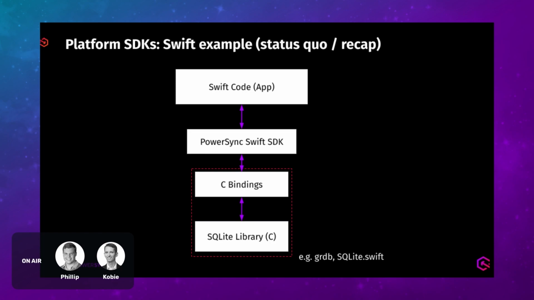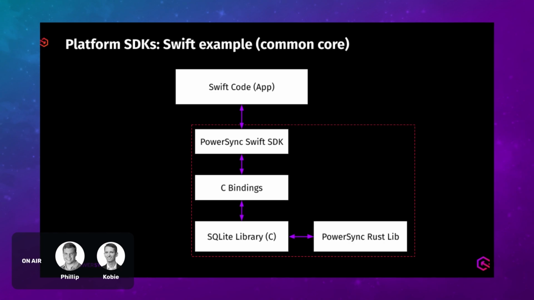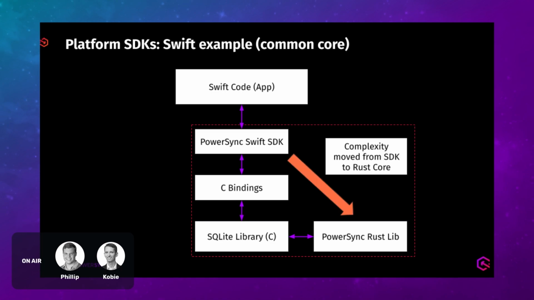So today, if you're a Swift developer and you want to use SQLite, you pull in the SQLite library, which is C-based. There are some C bindings which let you make the SQLite calls from your Swift code. And we would have this PowerSync Swift SDK, and then the Swift app code would use that. Instead, what we're doing is we're building up a Rust SQLite extension, which is Rust-based. We can then implement a Swift SDK, which is much thinner. So really, we've moved a ton of the complexity from that native Swift SDK into a common Rust library.